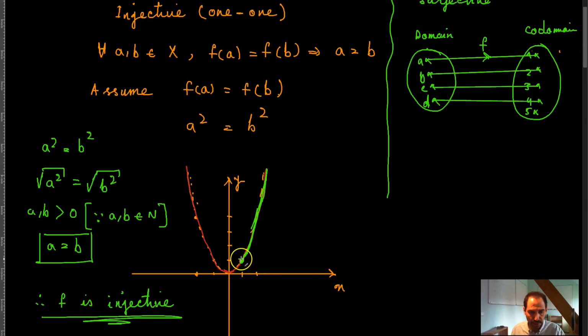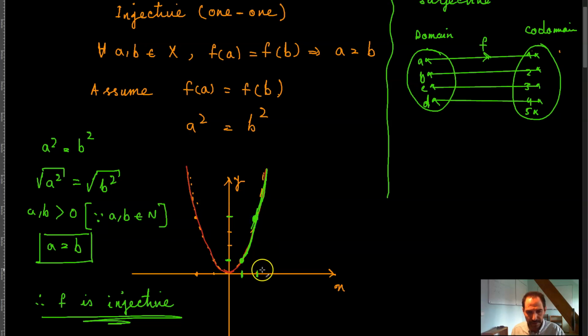For example, 1 has been mapped to 1 because 1 squared is 1. 2 squared is 4, right? Or 3 squared is 9. So now you can see that 1 is some element that has been mapped to from this element in the domain. This is your domain, this is your codomain, right? And 2 squared is equal to 4. 1, 2, 3, and 4 over here.